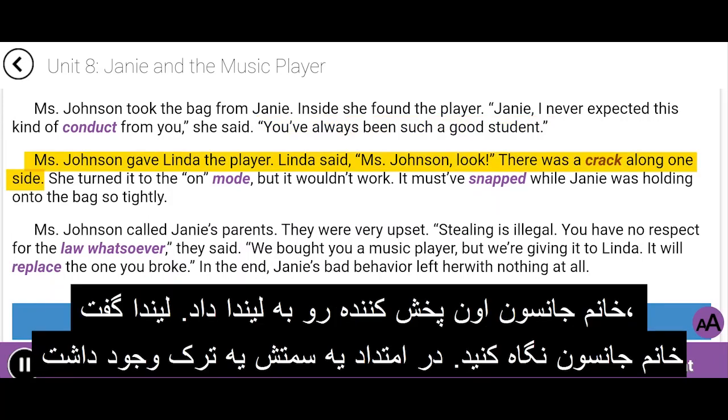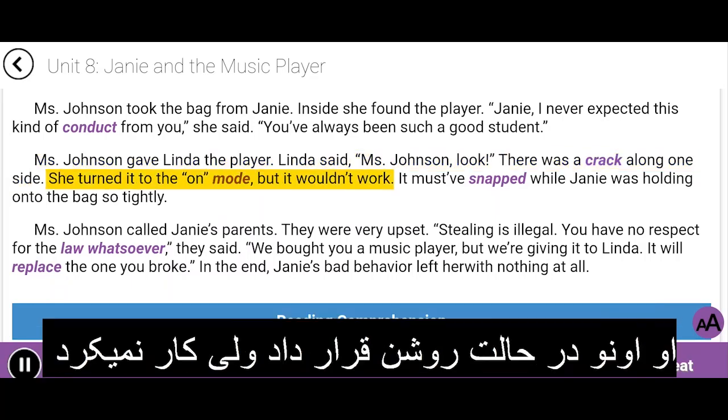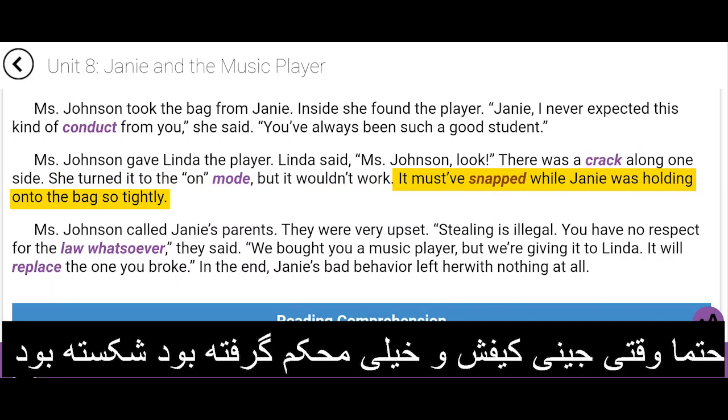Linda said, "Ms. Johnson, look!" There was a crack along one side. She turned it to the on mode, but it wouldn't work. It must have snapped while Janie was holding on to the bag so tightly.